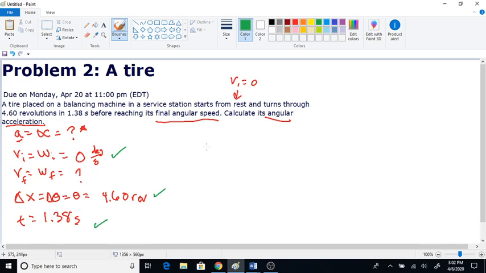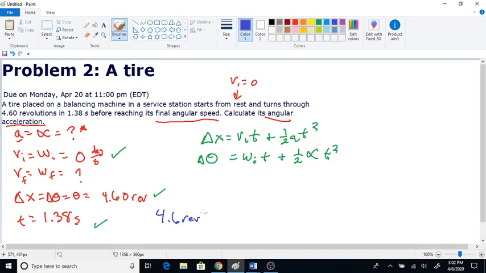And so that leads us to the equation. We have delta x equals v initial t plus 1/2 a t squared. Or if you prefer, the new delta theta is equal to omega initial times time plus 1/2 alpha times t squared. Either way is good. Now, we do have to do one thing here. We need this in degrees, so we need to convert that. 4.6 revolutions.